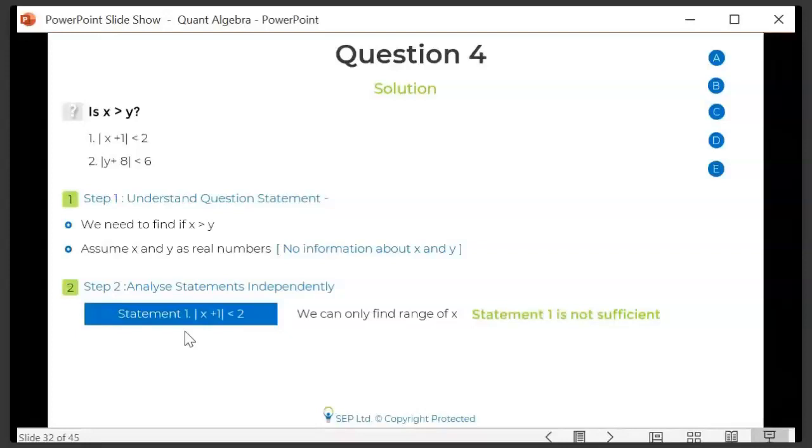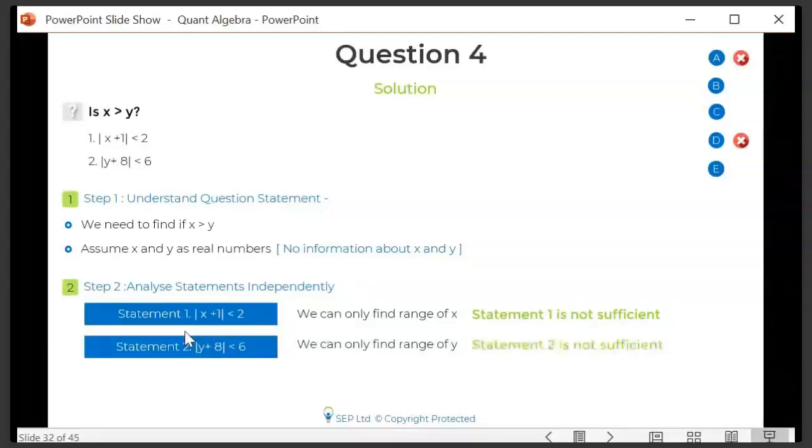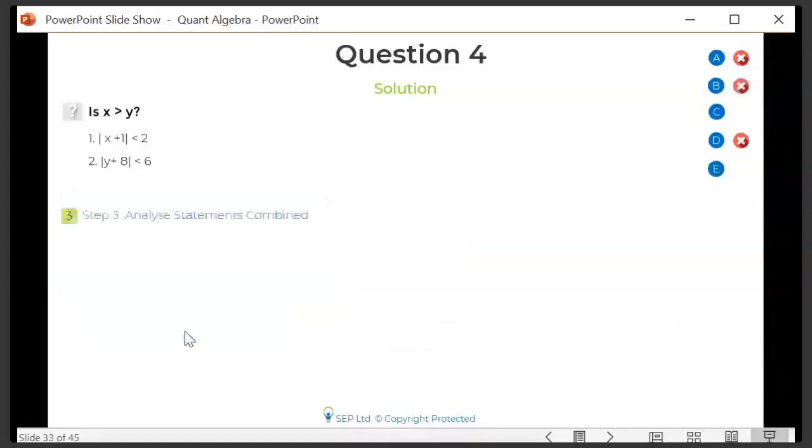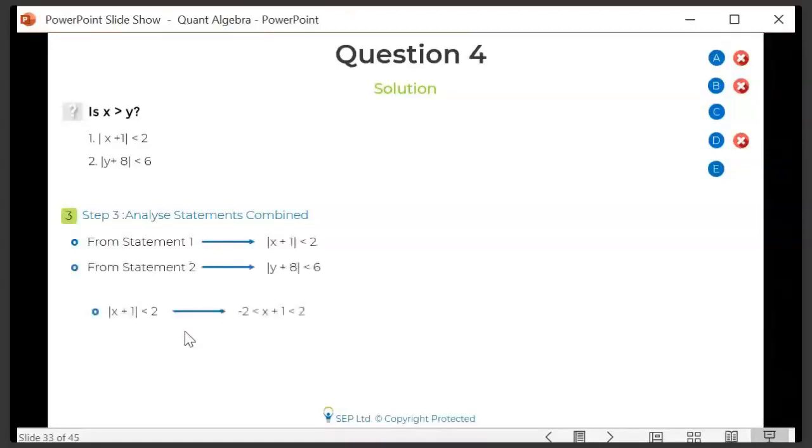Now when you move on to the second statement, you'll see that this statement tells you only about y. So even if you find something, that will be only about y. So here also, if you want, very quickly you can discard it and say even statement 2 is not sufficient, even B cannot be your answer. And then when you combine, at that point of time, you can very quickly take the first statement and write it in the form of minus 2 to 2. But we need x, so subtract 1 from all sides, and say that the range is minus 3 to 1.